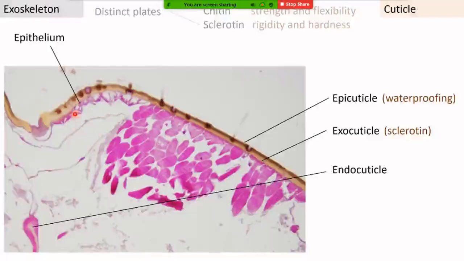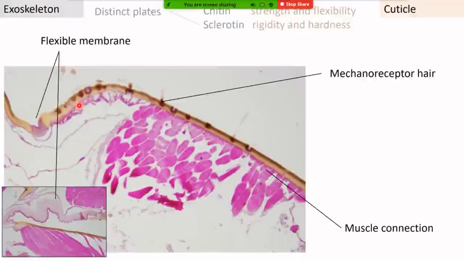The last layer here is the epithelium that lies right underneath the endocuticle and is responsible for production of the exocuticle in bees. Some other things of note in the exocuticle are the mechanoreceptor hairs that are found all through the body of the honeybees. These mechanoreceptor hairs are highly innervated and help the bee orient and communicate with the outside world.